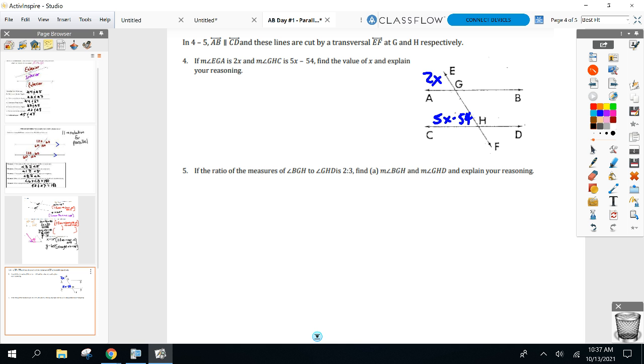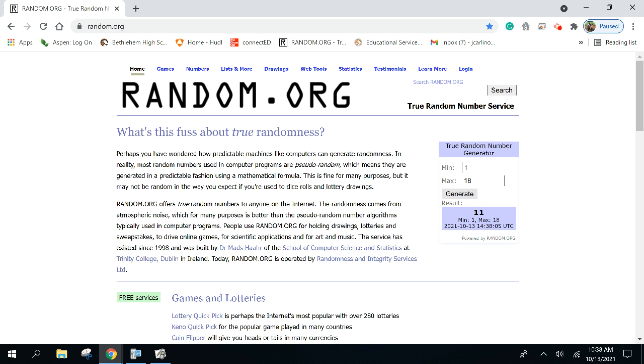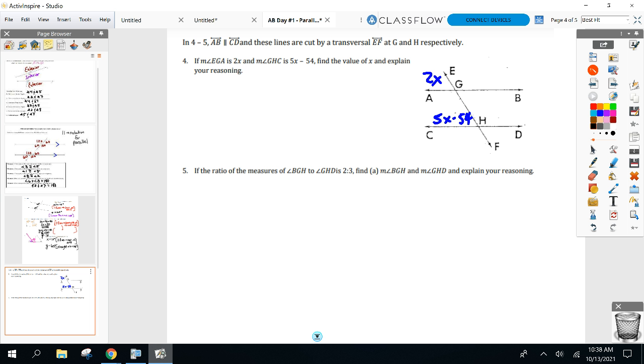All right, let's do this. What type of angles did I give you? Name them. Here we go. Stella, what type of angles? Corresponding. And if the lines are parallel, are corresponding angles congruent or supplementary?